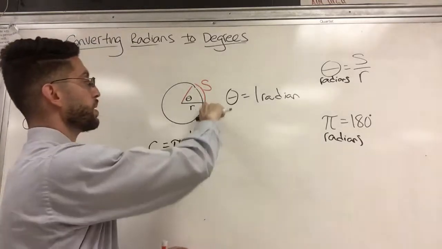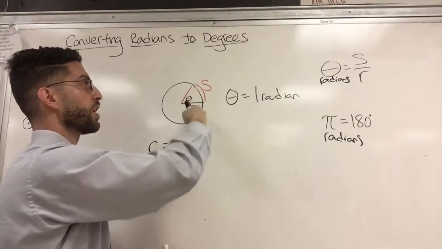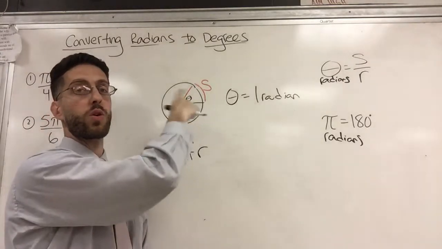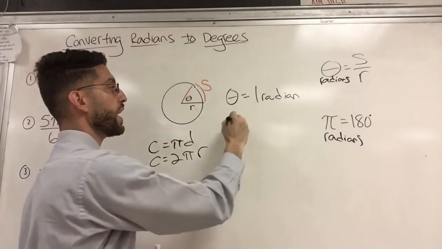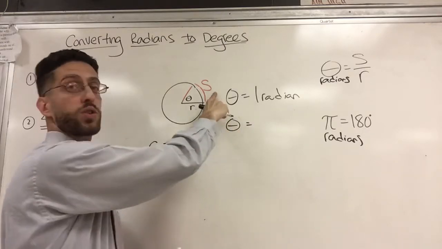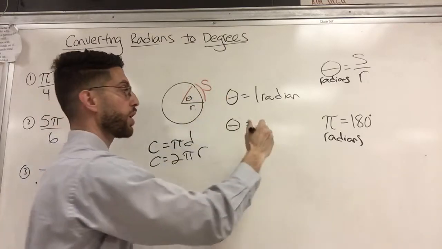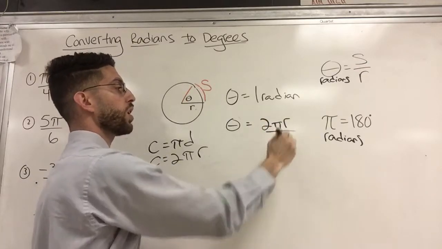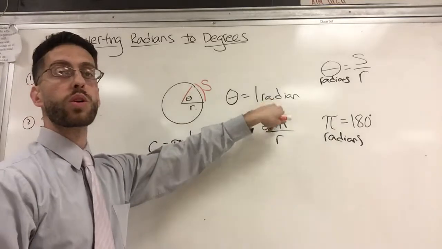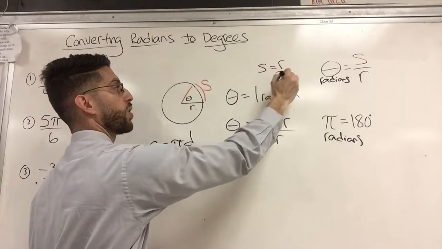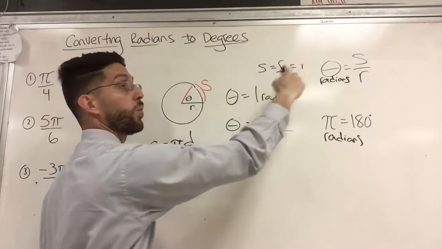Well, let me talk about the whole circle again. The entire circle is 2 pi r. The distance around the whole circle is 2 pi r. So in that case, S, which is the arc length, is 2 pi r over r. Alright, so the earlier case worked only when S was equal to r. So basically I did r over r. That's how I got my 1.